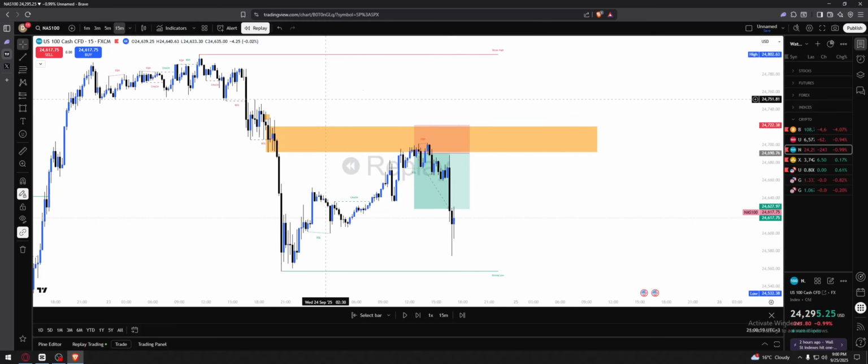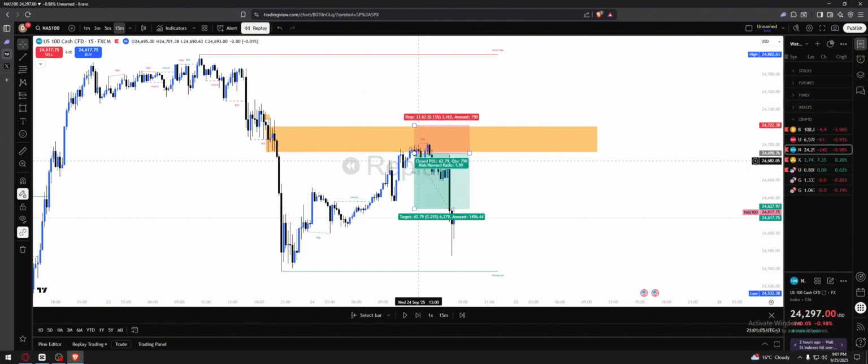So this is a clean zone. This is a clean setup. We have a little gap here. We have the price. We have the break of candle. We enter and we win. So that's it.